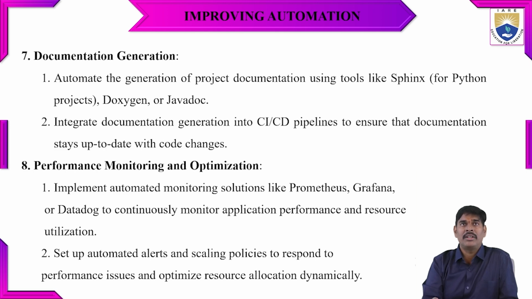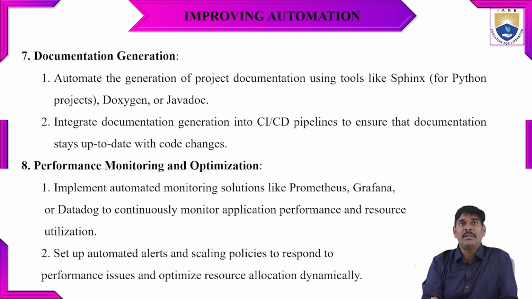Next one is documentation generation. In documentation generation, we have automated project documentation tools like Sphinx, mainly used for Python projects, or Doxygen or Javadoc. Mainly it will be integrated into CI or CD pipelines to keep the documentation up to date with the code changes.